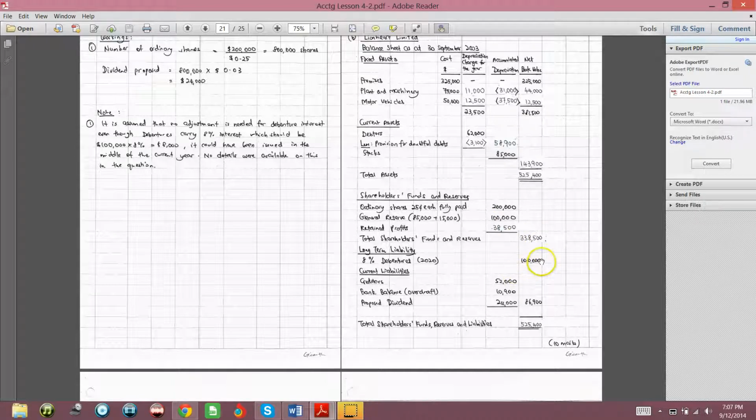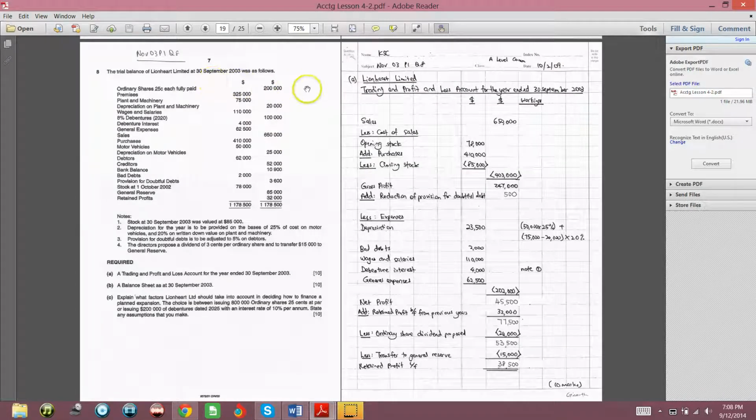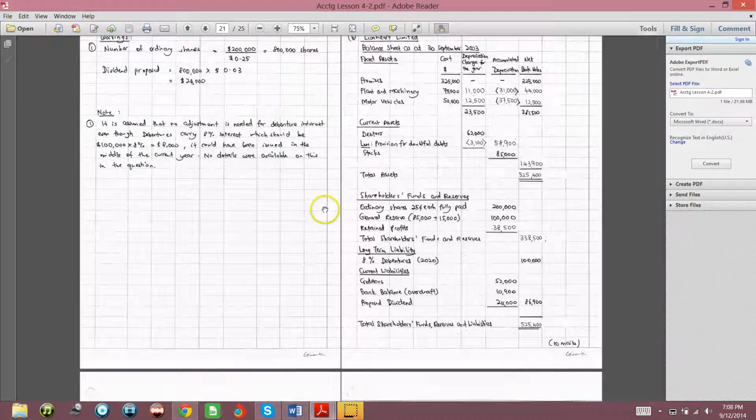Then debenture 100,000 long-term liability is also given in the question. Quite easy. Creditors is also given in the question. Bank overdraft is also given in the question. You see the bank balance is on the credit side. So this is testing you on whether you are careful or not. This is debit, this is credit. So bank is on the credit side, so it's a bank overdraft. Bank overdraft is a current liability.